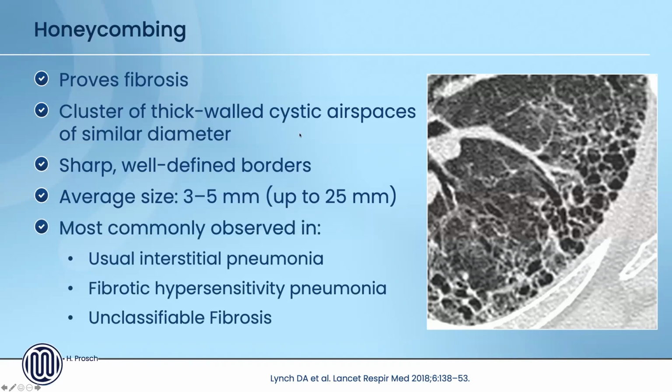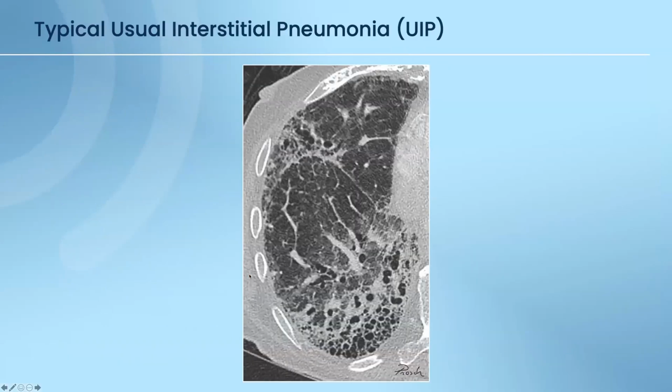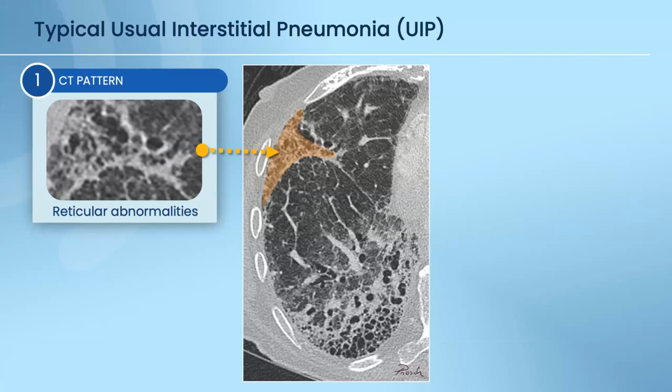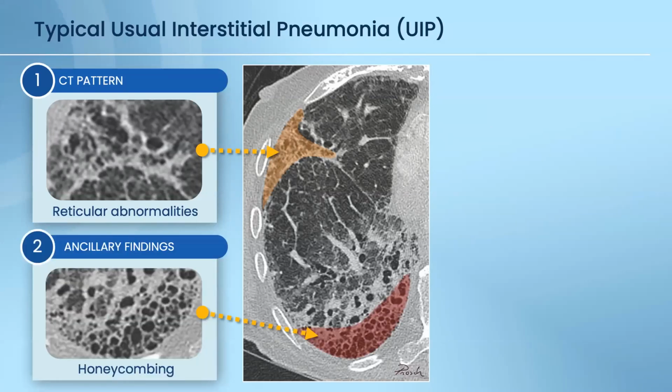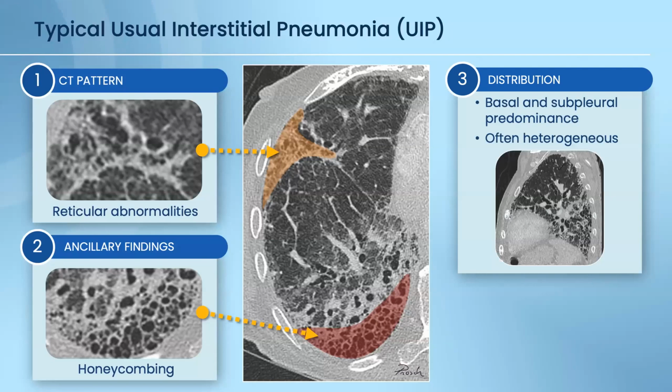This is primarily seen in the context of UIP, the usual interstitial pneumonia, and fibrotic hypersensitivity pneumonia, and sometimes also in unclassifiable fibrosing lung diseases. But we are focusing today on the first one, usual interstitial pneumonia, because that's a CT pattern you see quite frequently in patients with connective tissue diseases. It is characterized by reticular abnormalities in combination with honeycombing. And I have to stress again, distribution makes a difference. In UIP, the distribution of honeycombing is basal and peripheral.